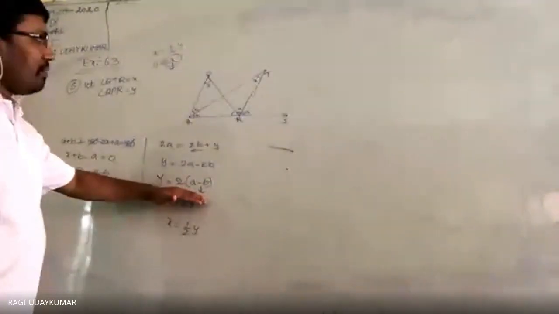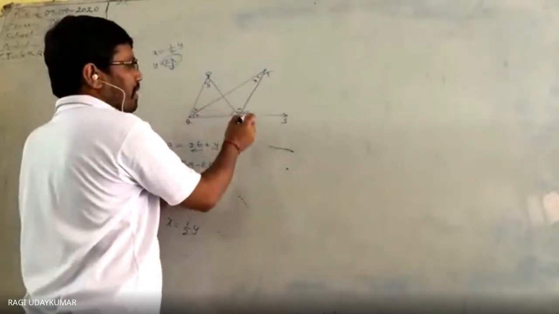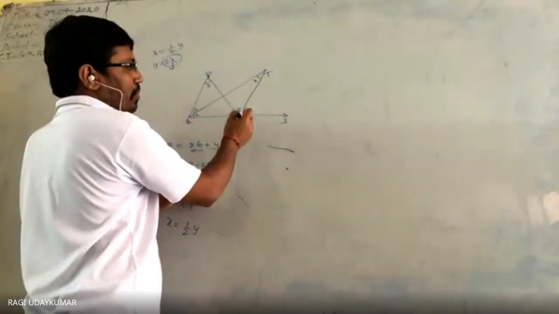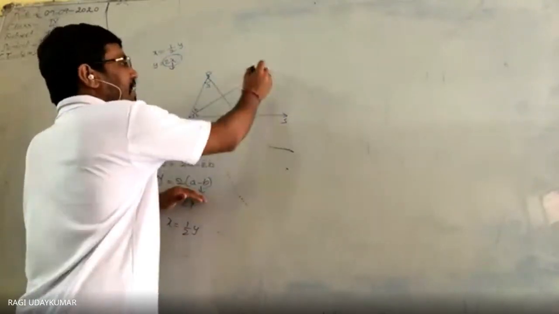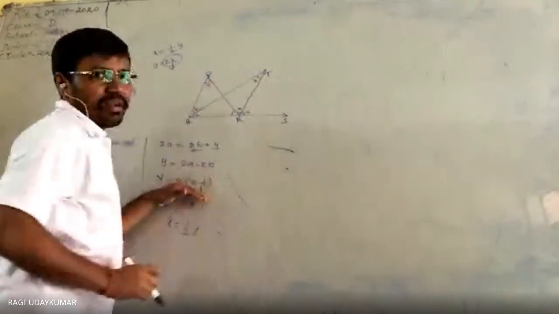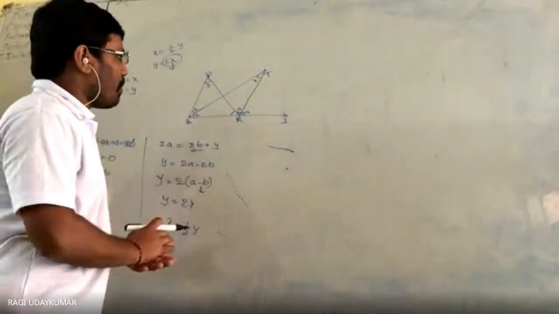Means after taking y is equals to 2 into a minus b, the next step can you explain, sir, please? Okay. Here completed. Because one triangle we have taken into consideration here. Exterior angle property I have applied here. Exterior angle property: 2a is equals to 2b plus y in this exterior. In another triangle, angle sum property, better you take.